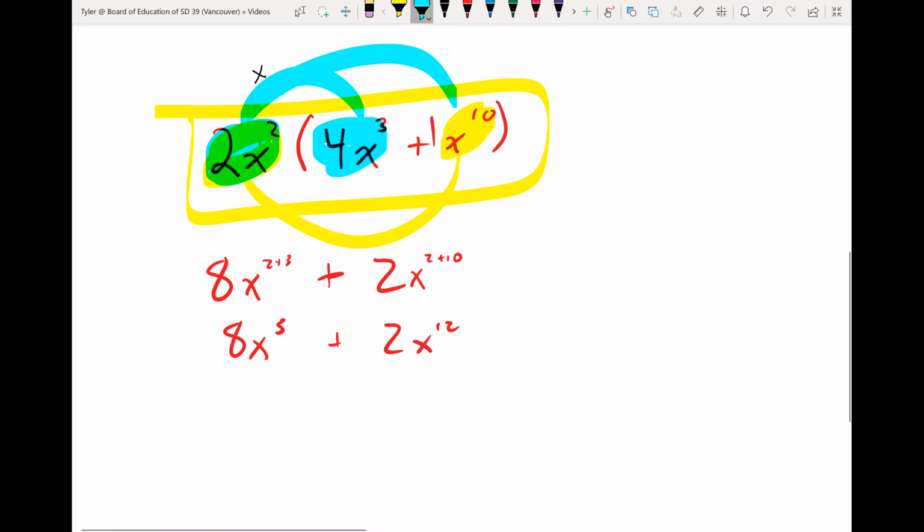And then final check to see if I can put anything together. This was x to the 5, this was x to the 12. Those aren't like terms, so they can't be combined. So I have to just leave them adding together like that. And that's my final answer. That's how you do those questions.